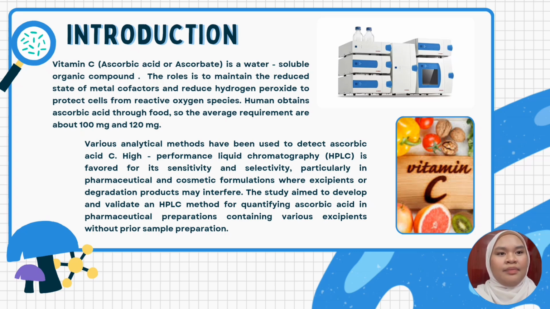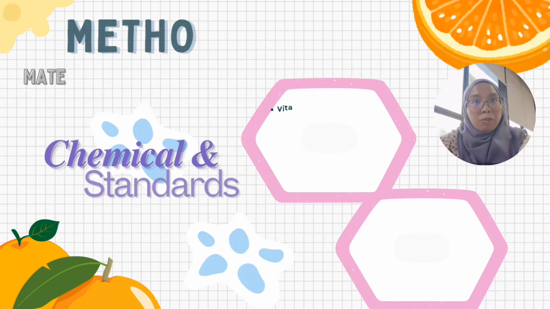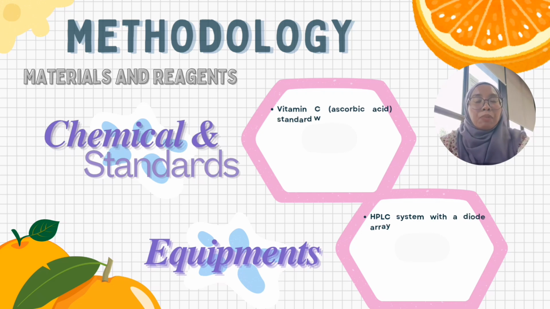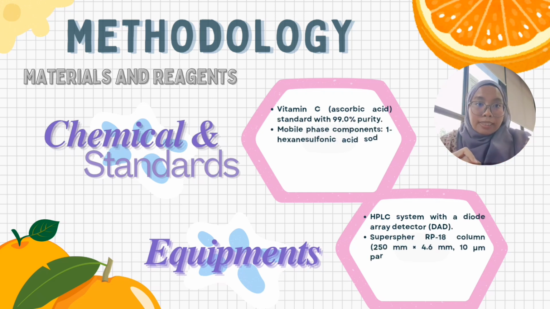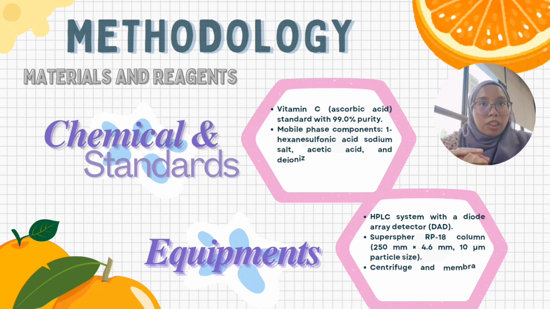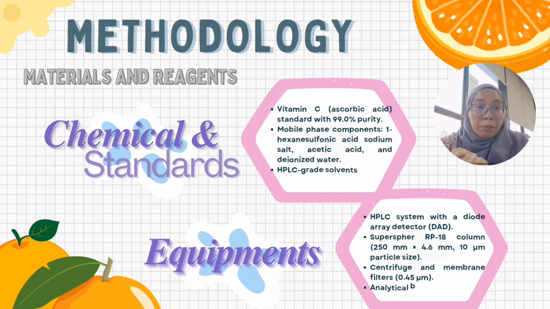without prior sample preparation. So as for the methodology, we need the chemicals and also reagents. The chemicals and standard needed is vitamin C, which is ascorbic acid standard with 99% purity. For the mobile phase, the components are 1-hexanesulfonic acid sodium salt, acetic acid, and also deionized water. And lastly, we need the HPLC grade solvents, which can be methanol and also water.